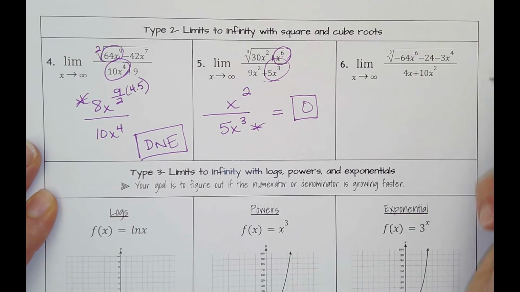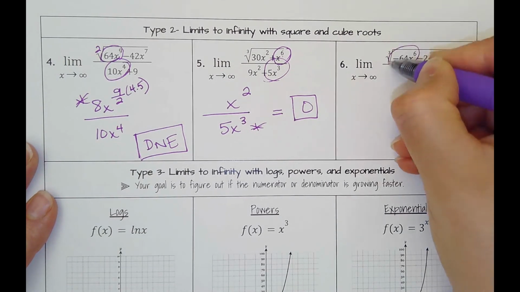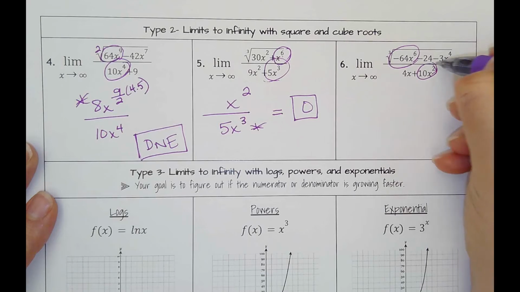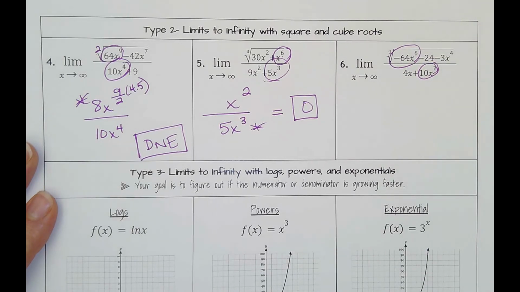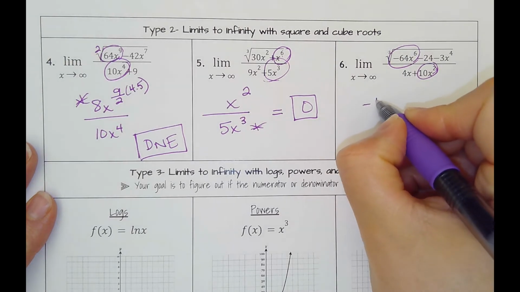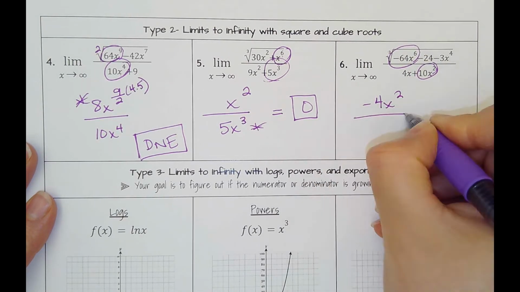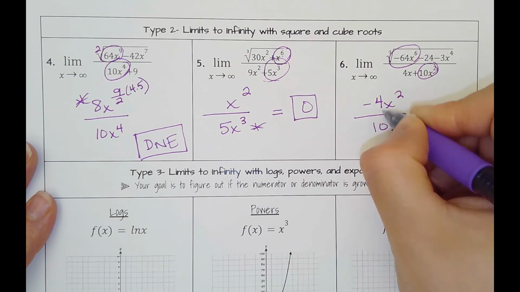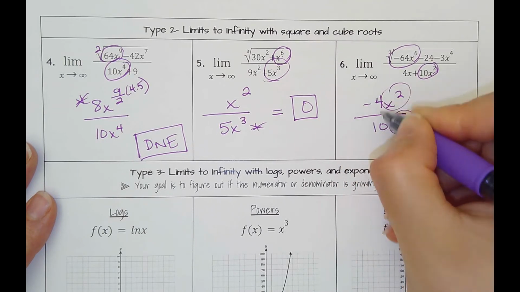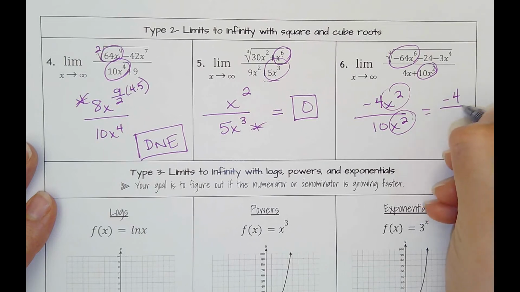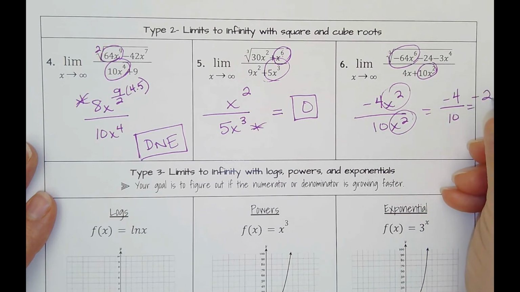And then number 6, I've got my highest power here. So the cube root of negative 64 is negative 4. 6 divided by 3 is x squared over 10x squared. They match, so I'm going to divide negative 4 by 10. That reduces down to negative 2/5.